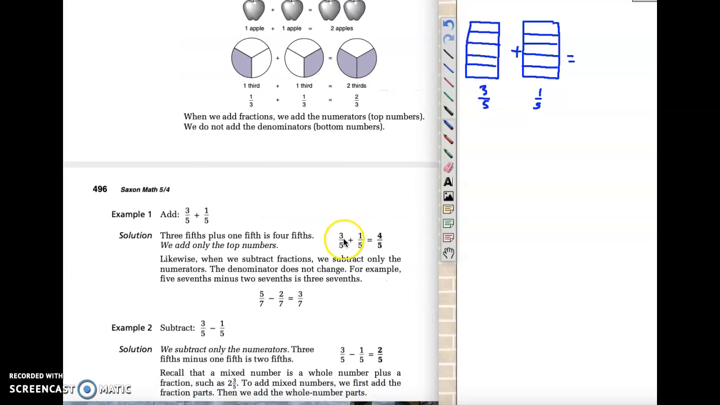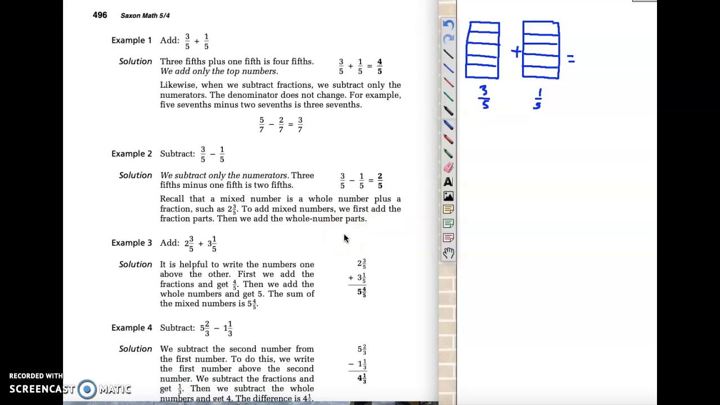So let's go ahead and look at example 1. Here we have 3/5 plus 1/5. So if you come on over here and we fill it in, we have 3/5, which is 1, 2, 3, and 1/5. Well, how many fifths do I have filled in? I have a total of 4 fifths filled in between both of these numbers.